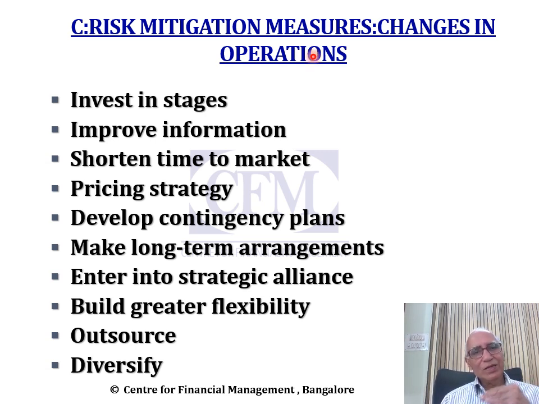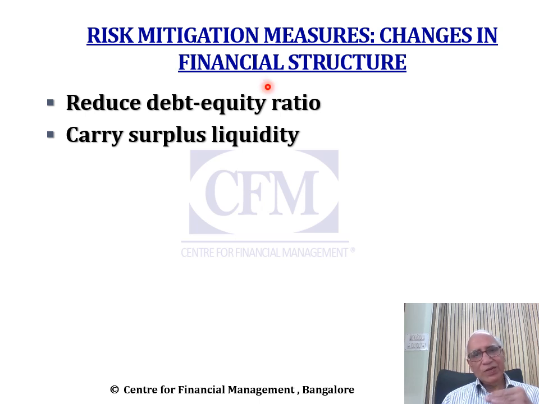Companies use a number of operational measures for mitigating risk. The important ones are listed here. Invest in stages, improve information, shorten time to market, follow a suitable pricing strategy, develop contingency plans, make long-term arrangements, enter into strategic alliances, build greater flexibility in operations, outsource, diversify. Risk can be mitigated by making the following changes in financial structure: reducing the debt equity ratio, carrying surplus liquidity.